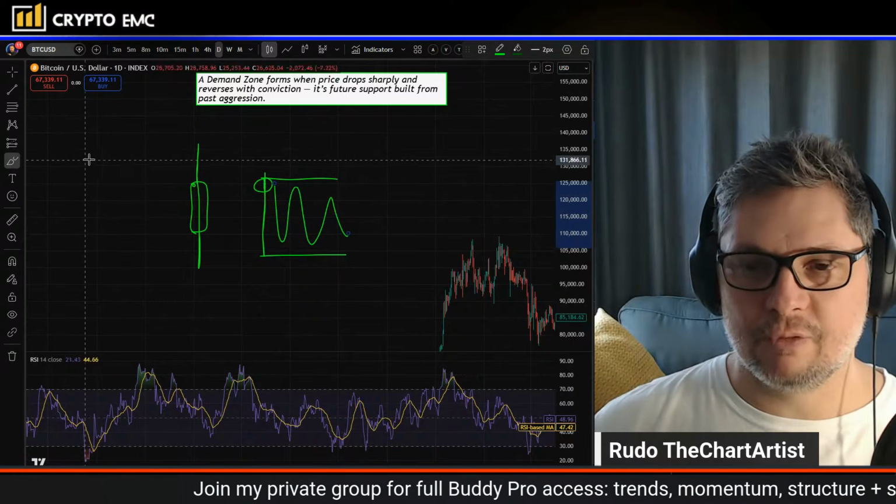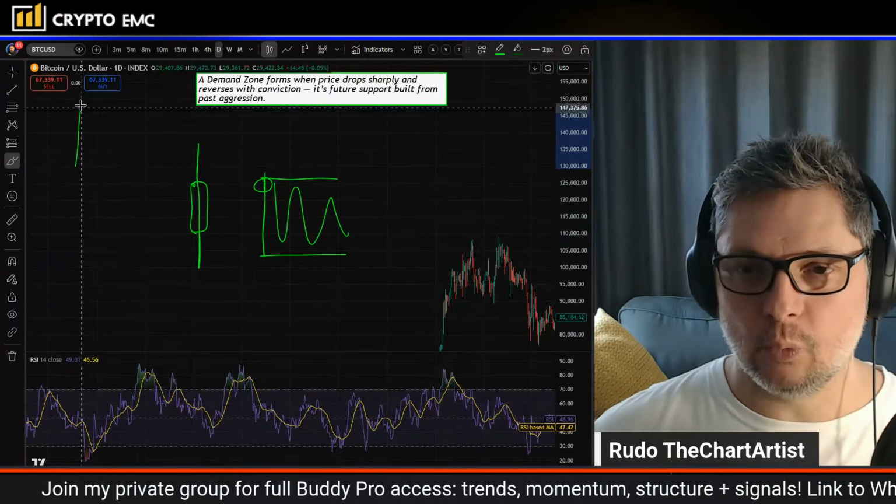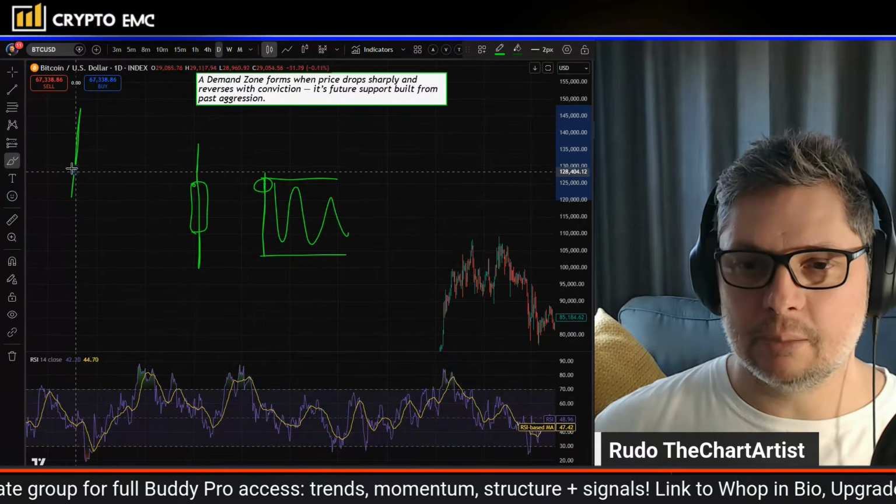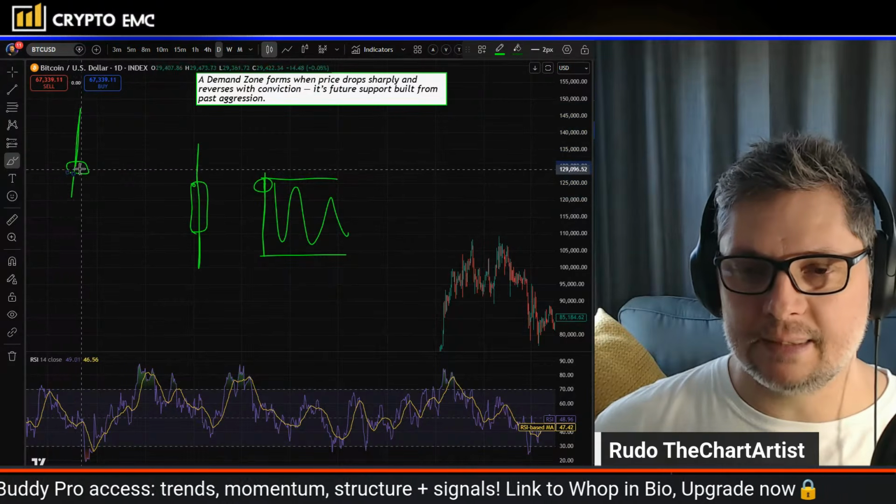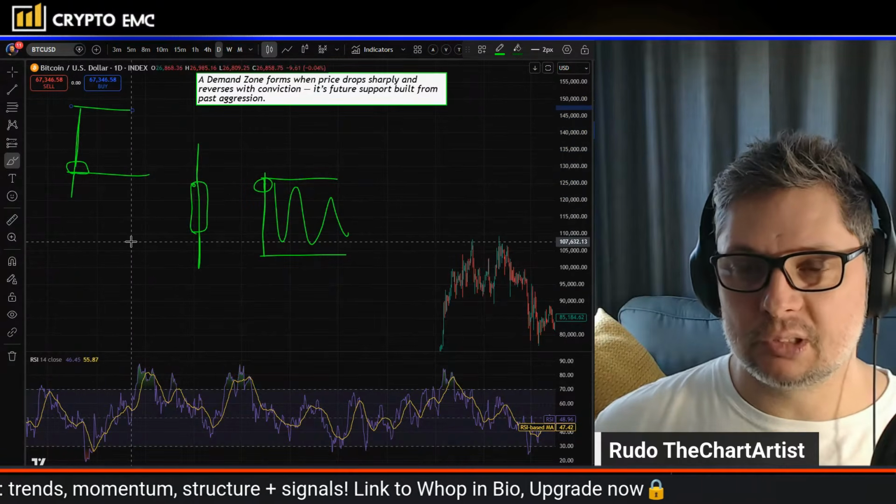And then the same for a supply zone. So you'll have a candle wick up, come back down, end up strong, and then there's a little flat body like that. And then you will use that as your supply zone.